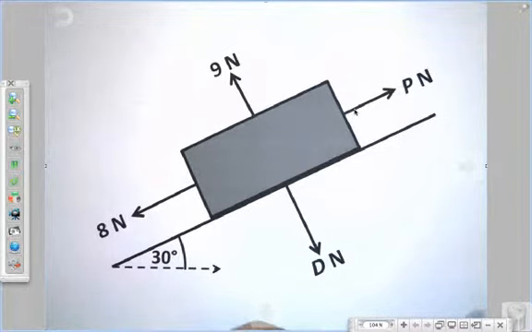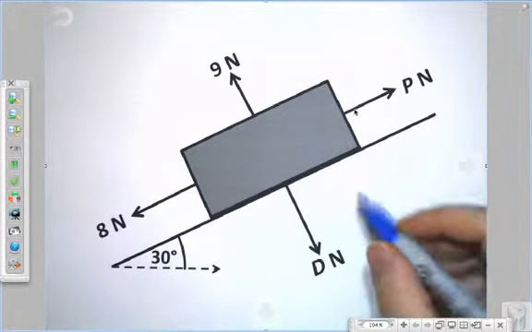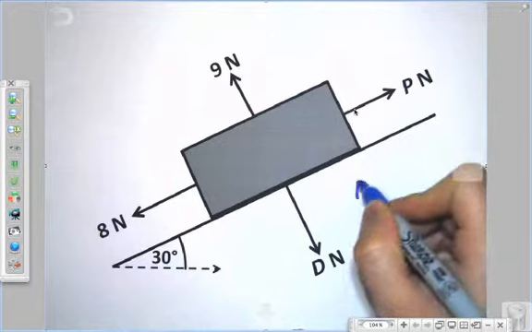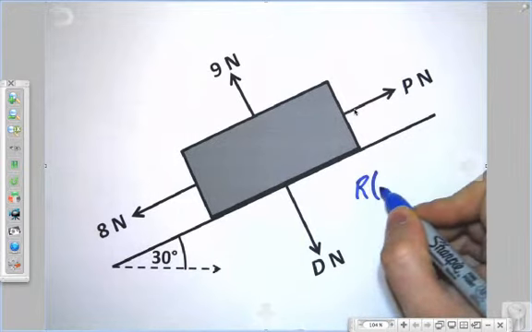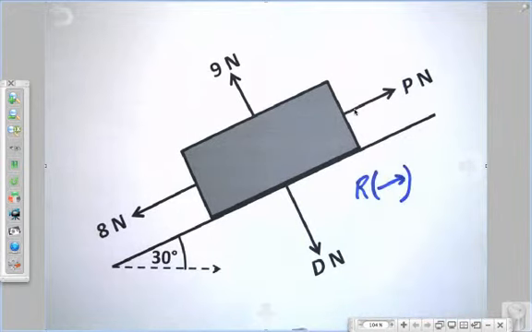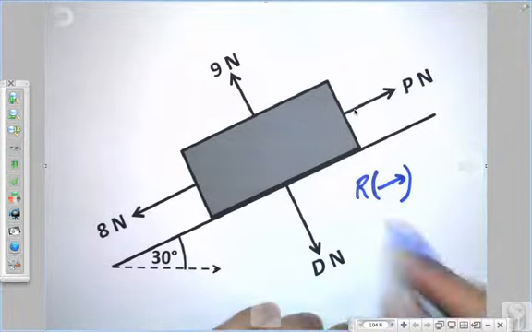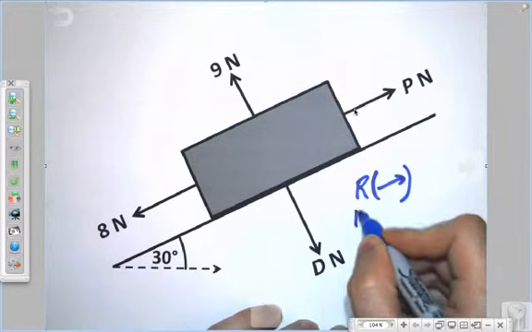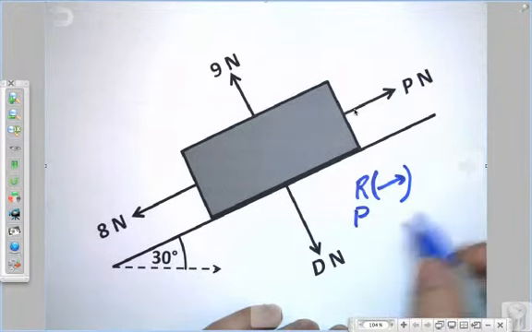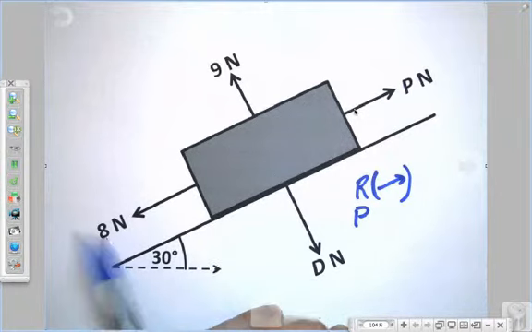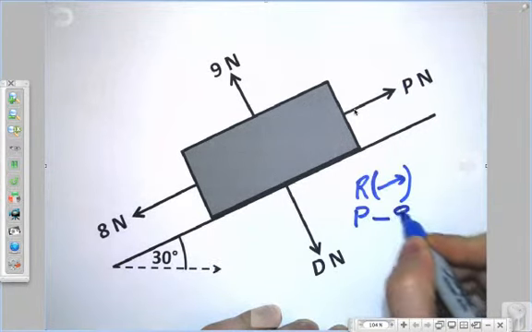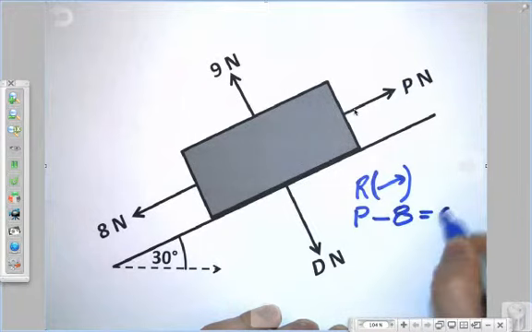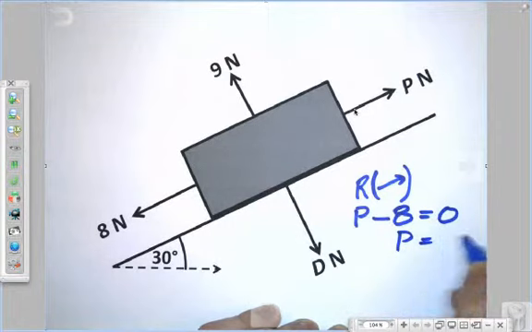All we're going to do is resolve in our two directions. So let's resolve parallel to the plane. And I've drawn an arrow showing which way is my positive direction. So resolving up the slope like that, I get P is in the positive direction, and then 8 is in the negative direction, so I get minus 8. Because I'm in equilibrium, that equals 0. Very simple to solve. P equals 8.